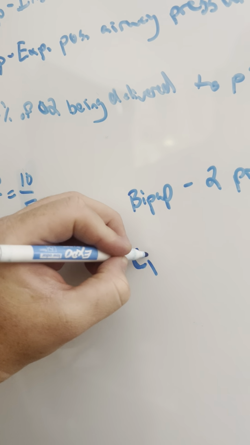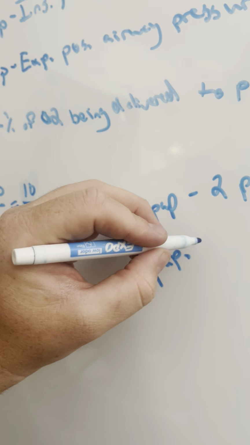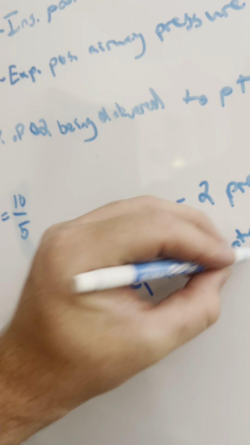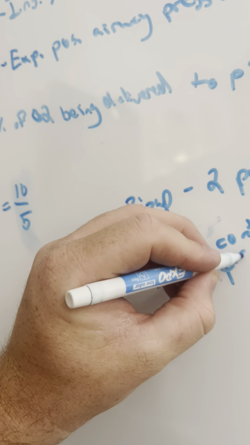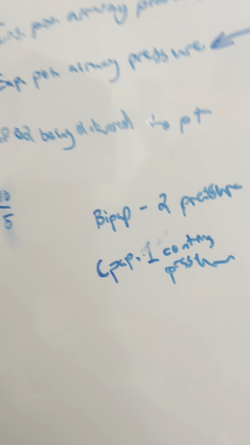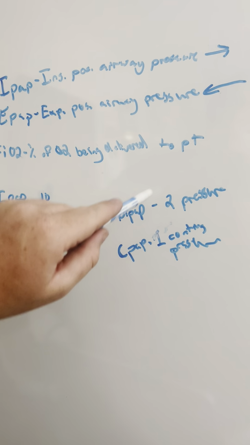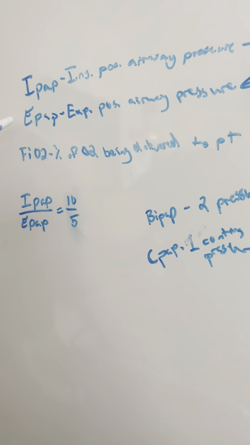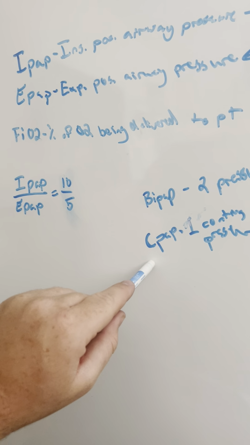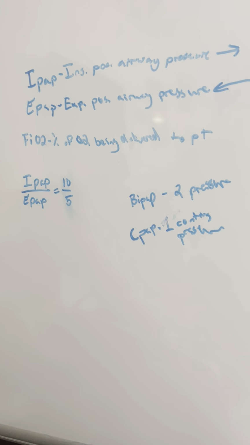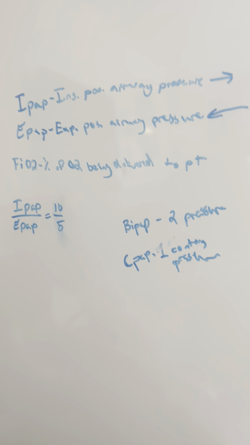CPAP, one continuous pressure. You'll have to excuse my handwriting. I'm left-handed. It's a dry erase board. These weren't meant for lefties. So you get, with BiPAP, the IPAP and the EPAP. CPAP's one continuous one.